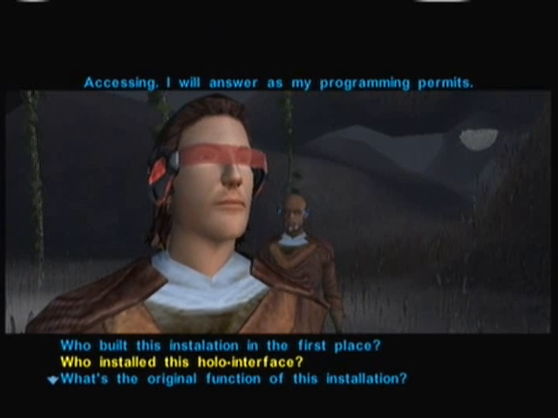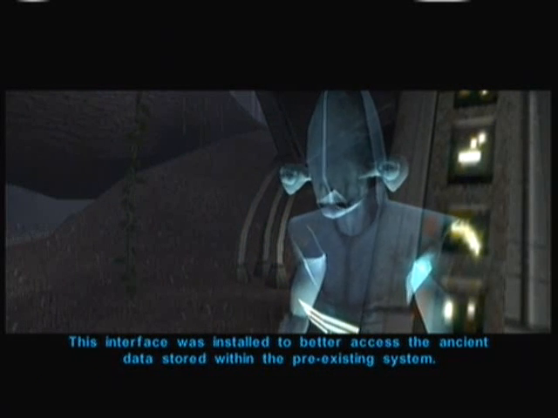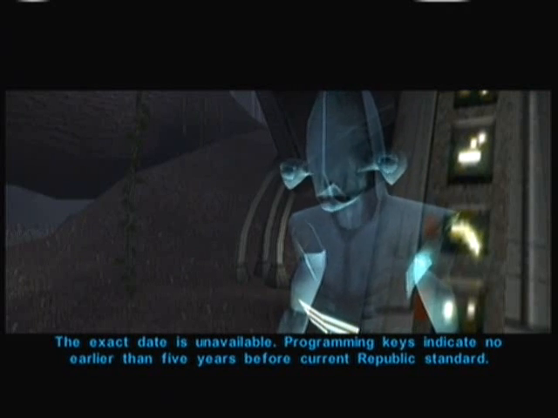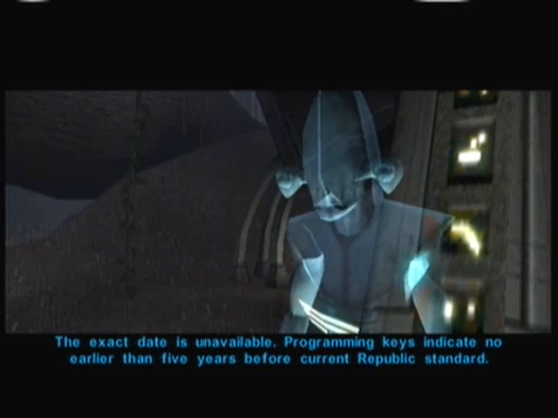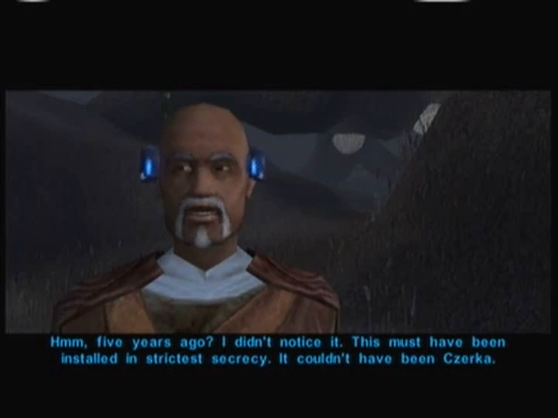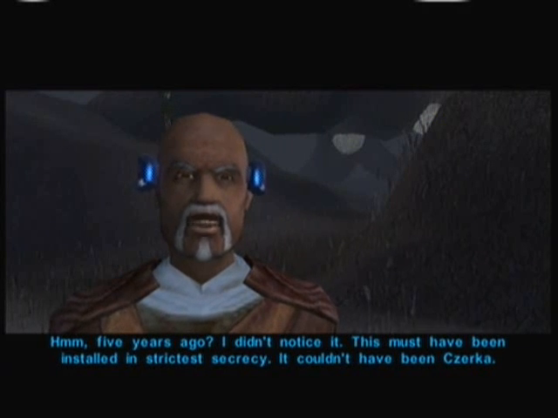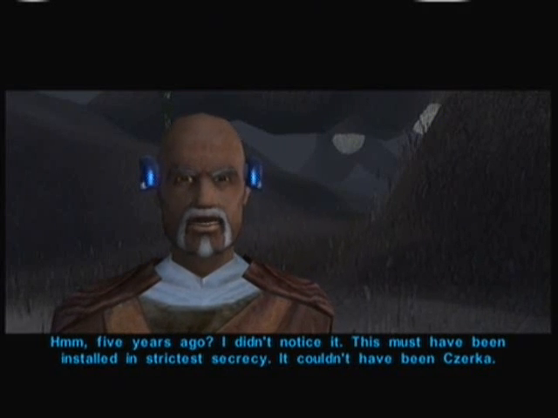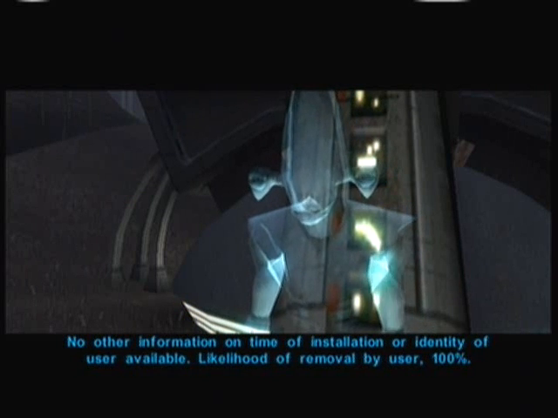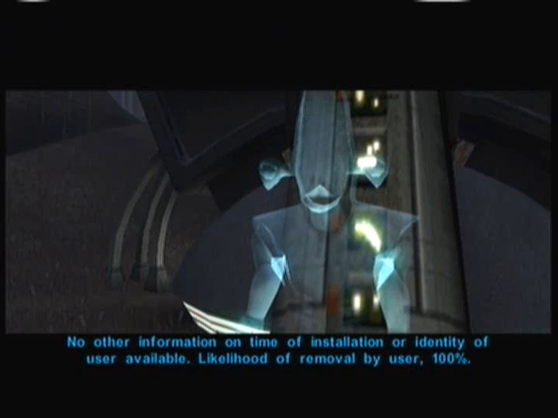Who installed the holo interface? This interface was installed to better access the ancient data stored within the pre-existing system. The exact date is unavailable. Programming keys indicate no earlier than 5 years before current Republic standard. 5 years ago. I didn't notice it. This must have been installed in strictest secrecy. No other information on time of installation or identity of user available. Likelihood of removal by user, 100%.